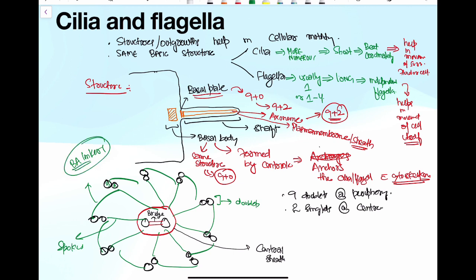That's all about the cilia and flagella that you have to remember, and all your questions will be solved based on this. It can be a diagrammatic question or a data-based question. You can solve all of them. So 9 doublets at the periphery, 2 singlets at the center, spokes connecting the doublets to the sheath, and BA linkers connecting the doublets with each other. Okay, that's all about them.